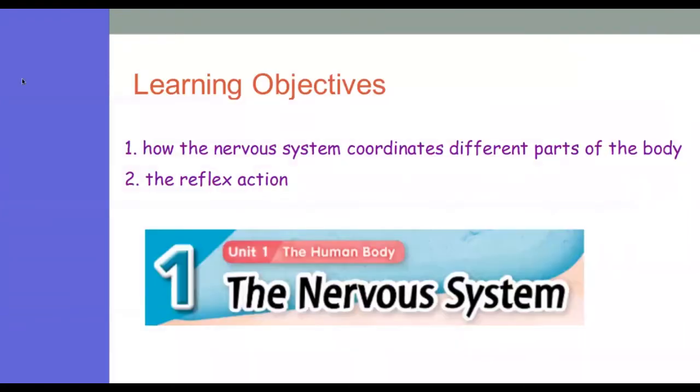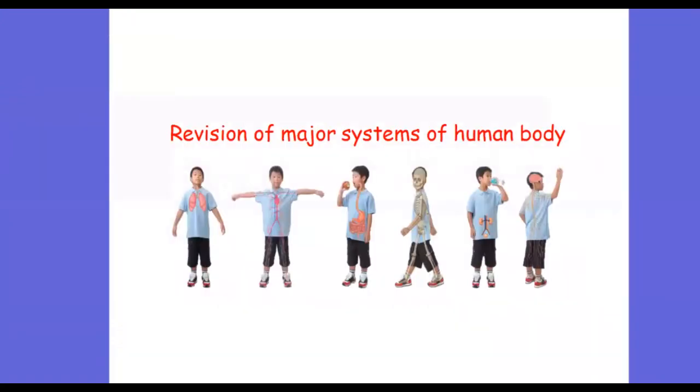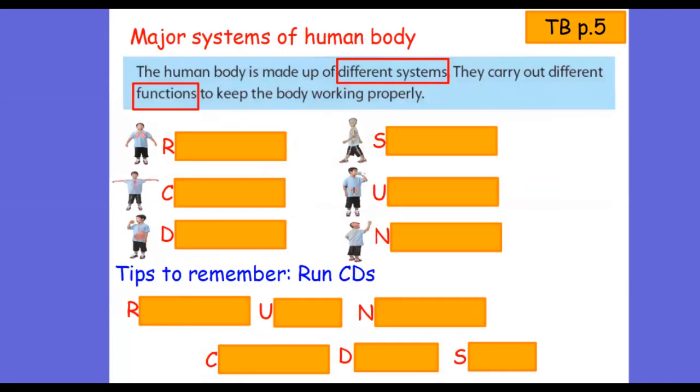So today we are going to take a look at Book 4, Love Your Body, Chapter 1, the Nervous System. In this lesson, we are going to learn how the nervous system coordinates different parts of the body, and also we are going to take a look at what the reflex action is. I hope that you still remember the different major systems of the human body. If you forgot, don't worry, let's do a revision.